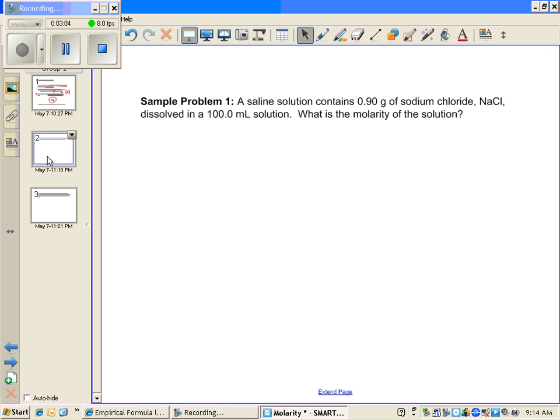Here's a sample problem. You have a saline solution that contains 0.90 grams of sodium chloride, NaCl, dissolved in 100 milliliters of solution. What is the molarity of the solution? Now notice that this does say solution, not solvent. Pretty easy. We know that the molarity is moles over volume. Everybody agree with that? And the moles have to be the moles of the solute.